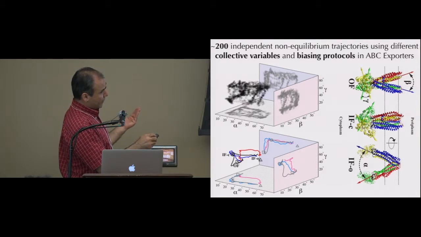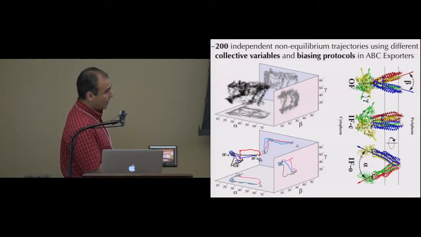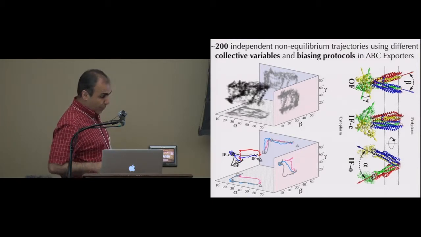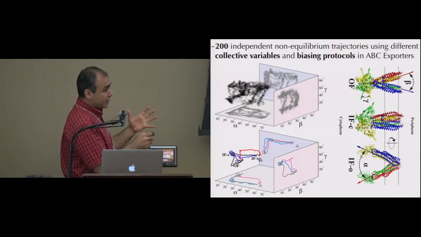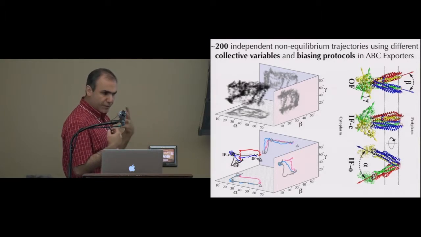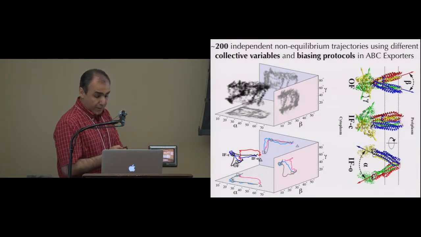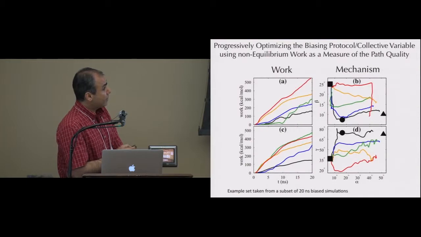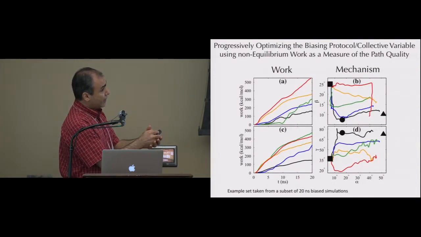And you can see they are taking different mechanisms. This is actually just a handful of them shown here. In some cases, beta changes before gamma. In some cases, you have different mechanisms here. But we can really steer the system along any pathway that we think might be relevant to the mechanism. And then we compare, of course, the work here. And this is really the key part here.